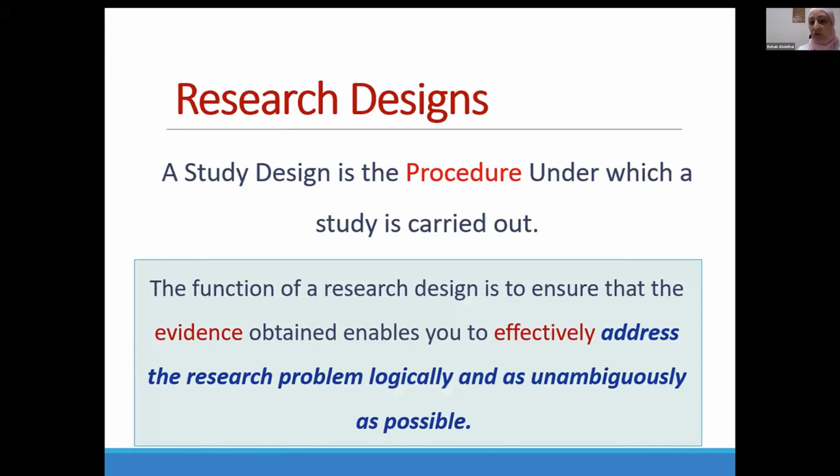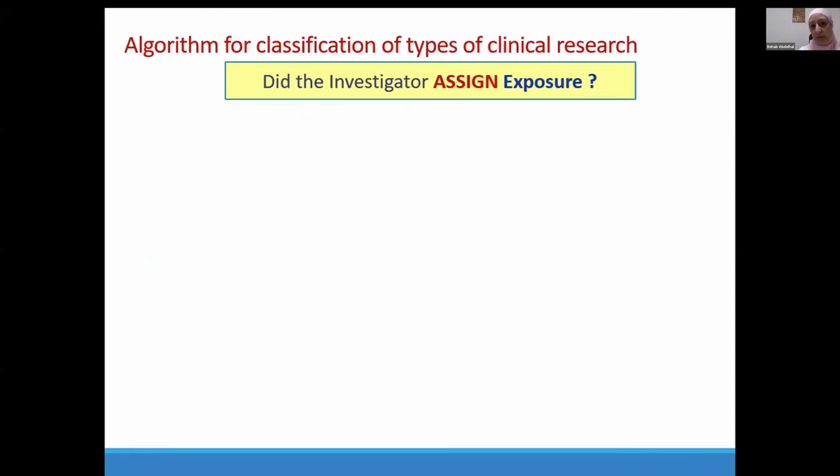So the research design is the procedure under which a study is carried out. So the function of a research design is to ensure that the evidence obtained enables you to effectively address the research problem logically and in an unambiguous manner as possible. So this is the algorithm that I was talking about. We're going to talk a little bit about this algorithm, and we're going to invest some time on that because it's a very important algorithm.